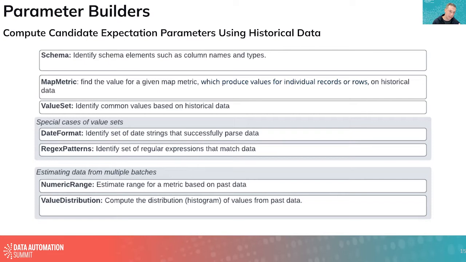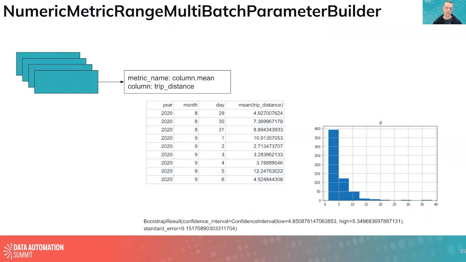And I'll take a look actually at one of these, the numeric range parameter builder, because I think it's pretty instructive to think about what we can do by looking more deeply into the data and estimating things, but doing it in a very modular, composable way. So I've got this giant word, all the things smashed together in true Great Expectations fashion, the numeric metric range multi-batch parameter builder. Wow. Okay. So what is this doing?